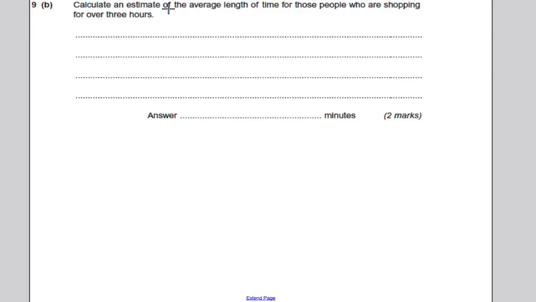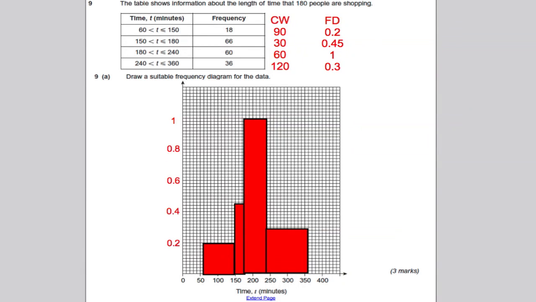I'm asked to calculate an estimate for the average length of time for those people who are shopping over 3 hours. Now this was a tricky question, so let's go back to our diagram. If I think about it, I'm only interested in people who are shopping more than 3 hours. There's 60 minutes in an hour, so I'm only interested in everybody greater than 180. In fact, I can get rid of these 2 bars. I'm not interested in those 2 bars anymore. I want to know what's the median time for these 2 bars.